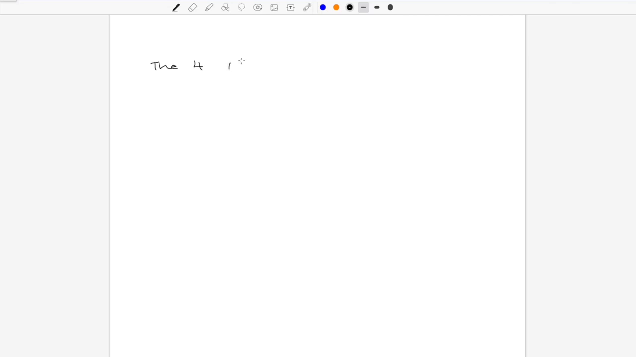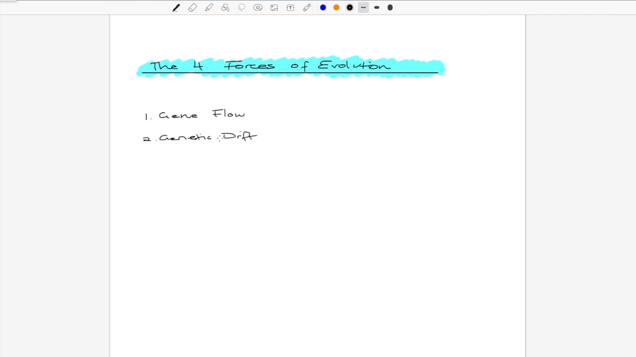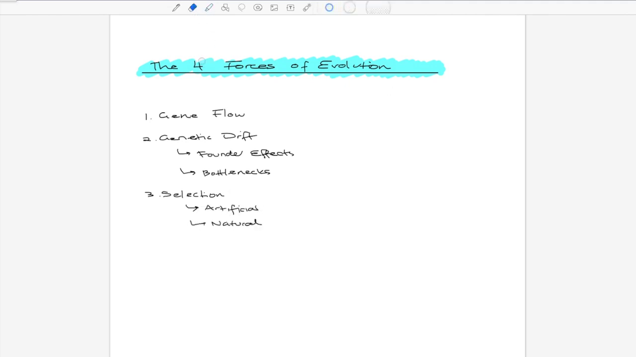So in this video, we're going to go through what I like to call the four forces of evolution. The first one is going to be gene flow. The second one is genetic drift, which can be broken into founder effects and bottlenecks. And the third then is selection, which has two different types, artificial and natural. Now that I think about it, that's really only three. So we'll just change that to three forces of evolution.